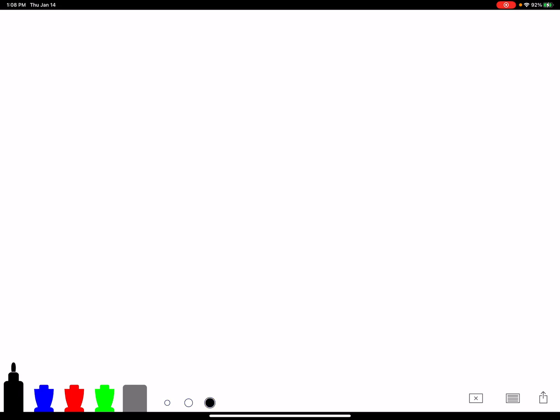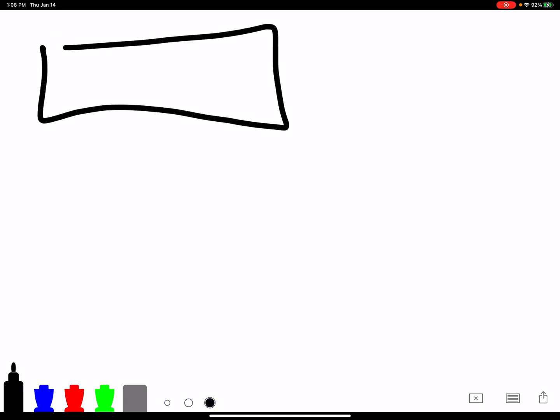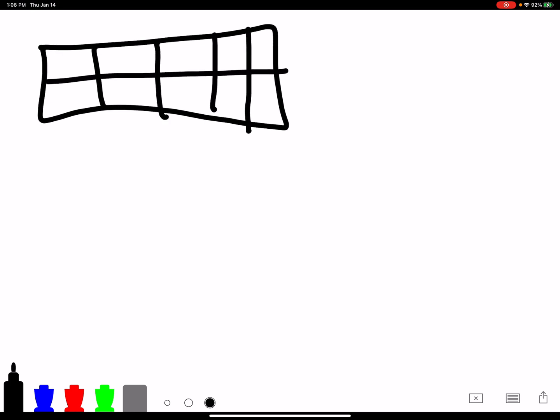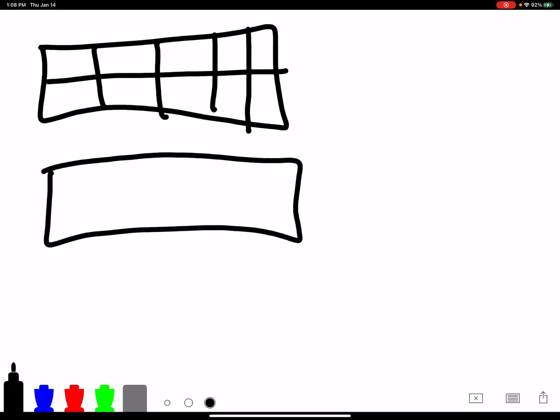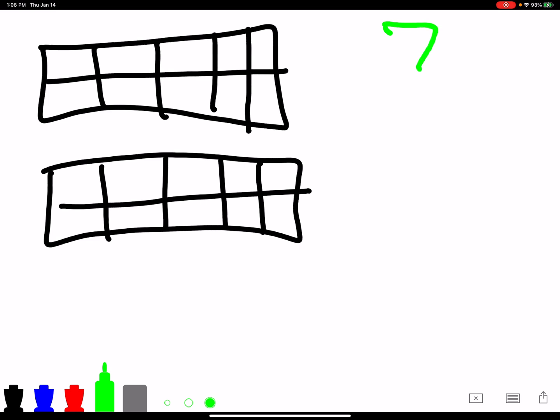So I'm going to erase that board, and we're going to make a fresh 10 frame. So we have 1, 2, 3, 4, 5, and 1, 2, 3, 4, 5. Okay, so now we have 2 10 frames. So let's try a different example. We can try 7 plus 5. So I'm going to put 7 dots here and 5 below.